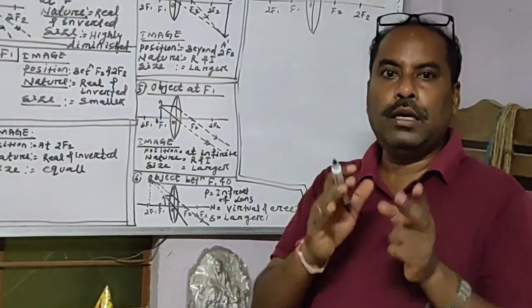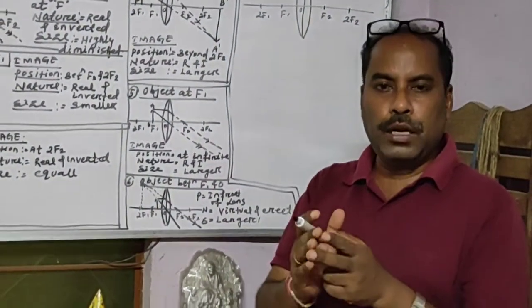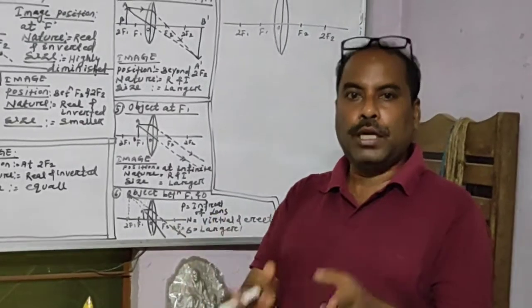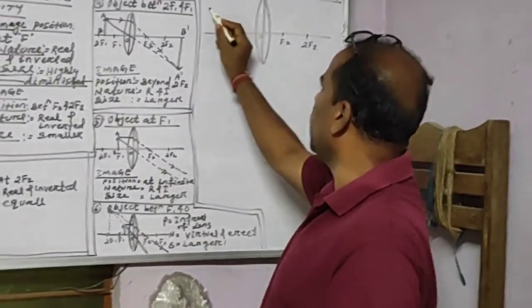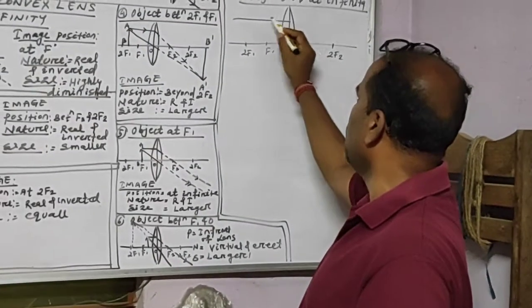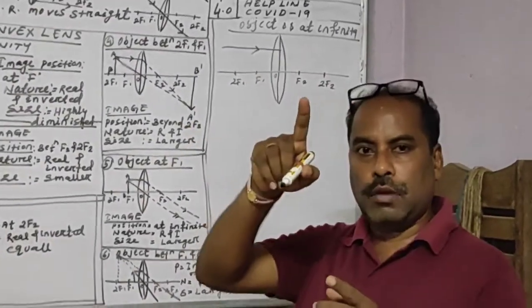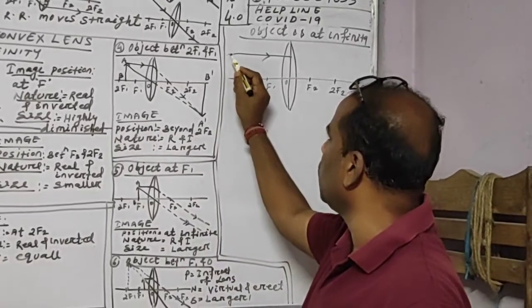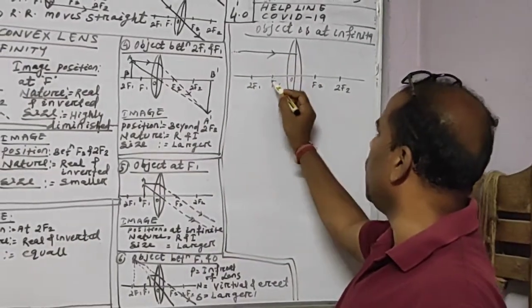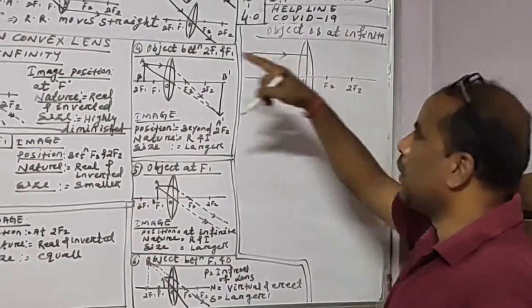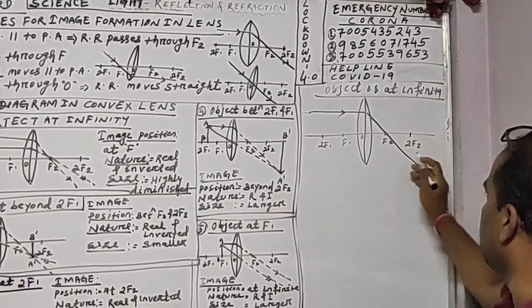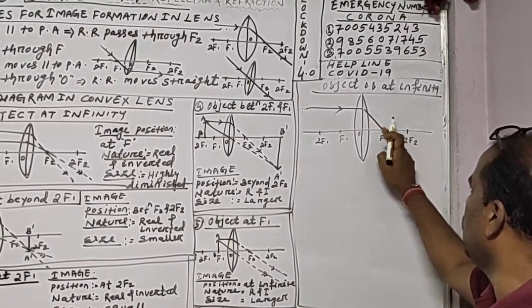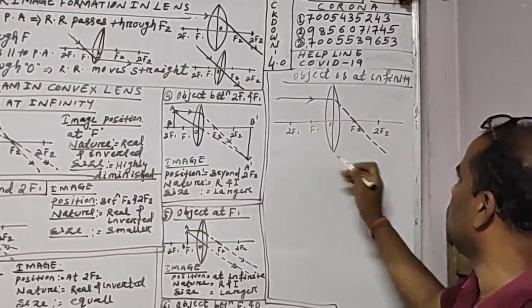All are parallel to each other. It may be parallel to the principal axis, may not be, but they will be parallel to each other. So let us bring one incident ray from the far object like that. Then it is parallel to the principal axis. According to rule 1, it will pass through the F. This is the reflected ray, this is the incident ray.